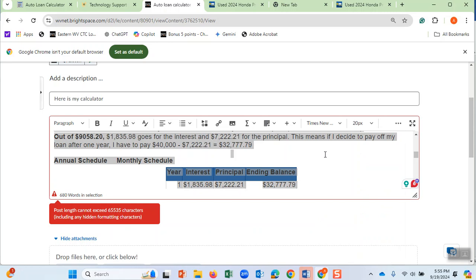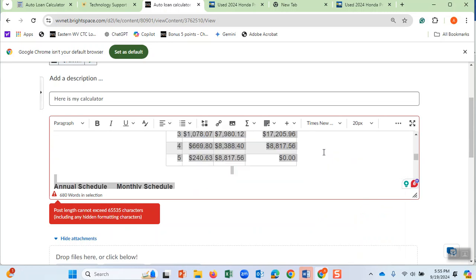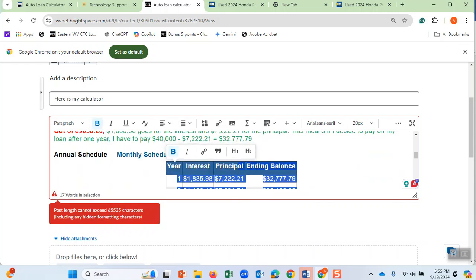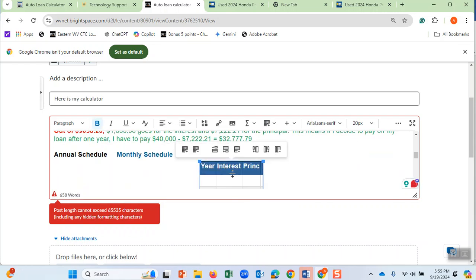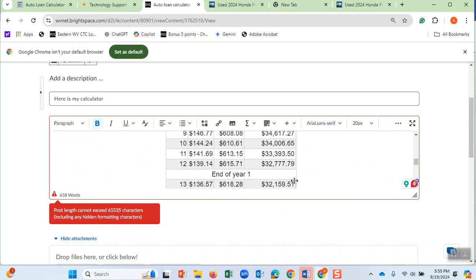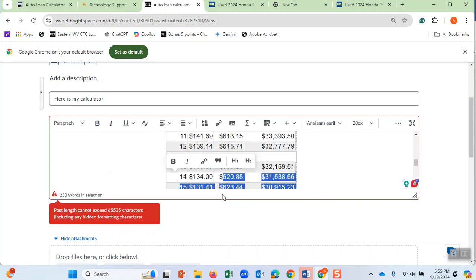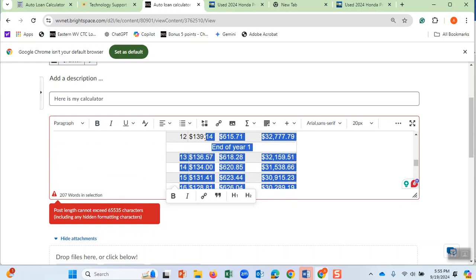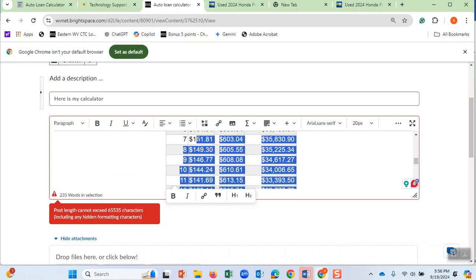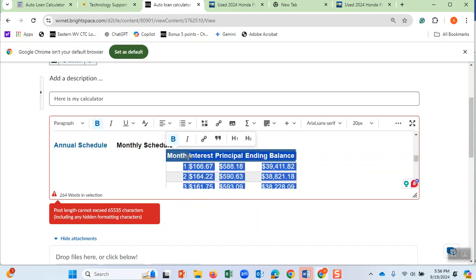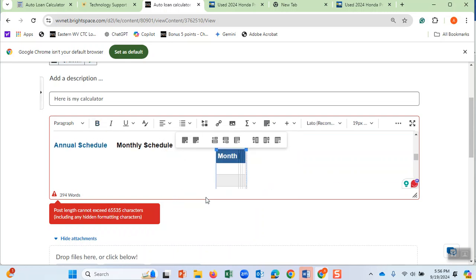Under the links, it says it cannot exceed this number of characters. Therefore, it doesn't allow me. Let me delete this monthly table and just keep the annual. Let me see if it allows me now. And I delete this one as well. Let's see if this allows me to post the message. I want you to post as much as it allows you. That way we feel that you have learned about this. Please do that. If you have any questions, let me know.